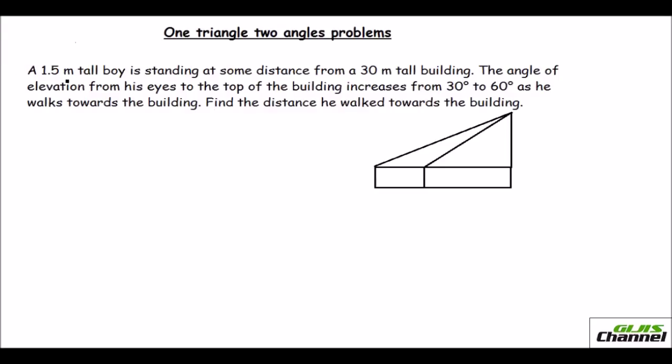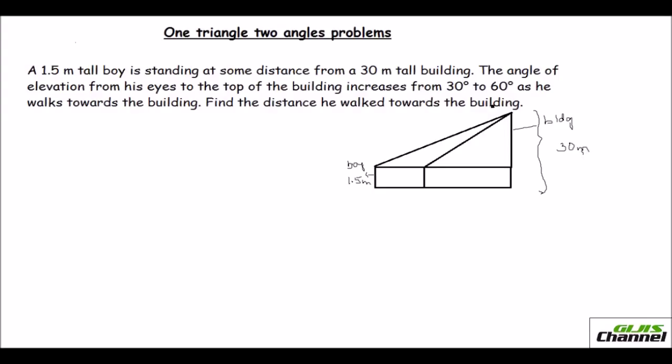So the boy's height is 1.5 meter. This is the boy and the height given is 1.5 meters. And they say he is standing at a distance from a 30-meter tall building. So this building, this one I take it as building. So this is 30 meters tall. So from here to here, okay, the building is totally 30 meters high.